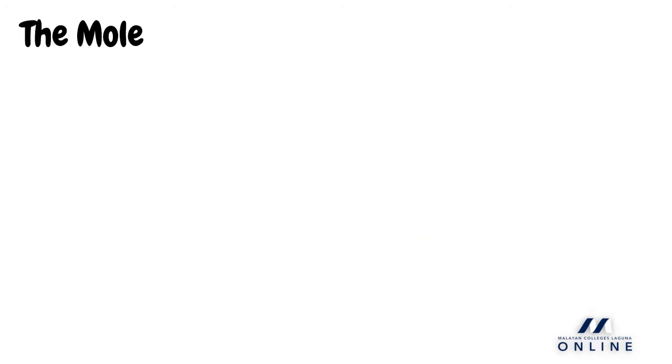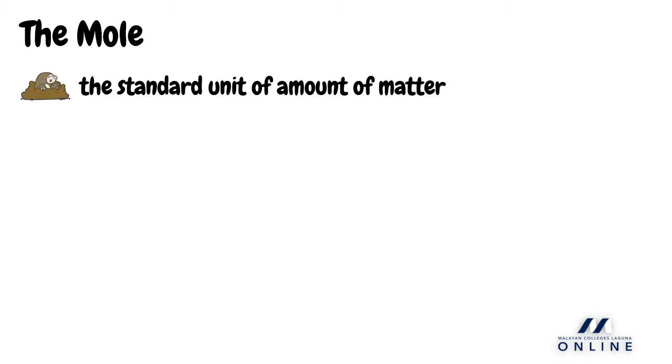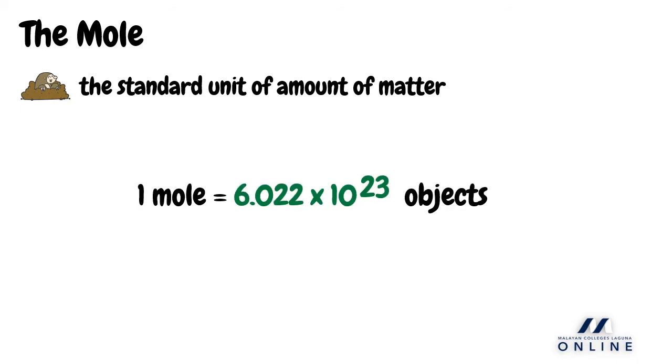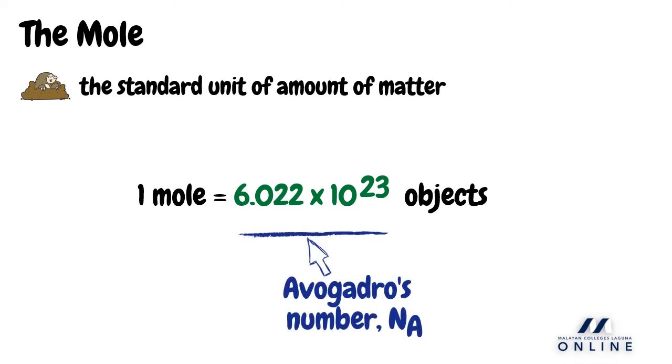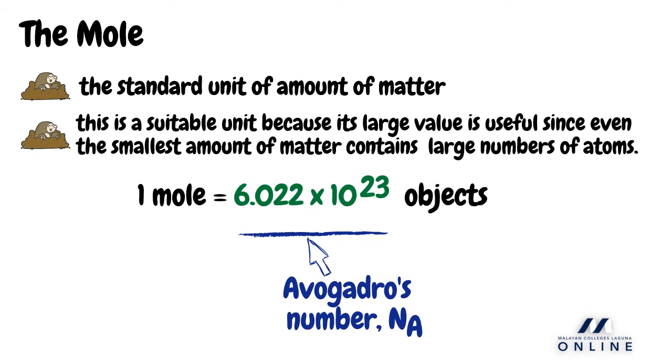To relate what we weigh to the number of atoms, we use the mole, which is the standard unit of the amount of matter. 1 mole is actually equal to 6.022 times 10 to the positive 23 objects. That large value is termed the Avogadro's number, denoted by N sub A. 1 mole is an Avogadro's number of objects. This is a suitable unit because its large value is useful since even the smallest amount of matter contains large numbers of atoms.